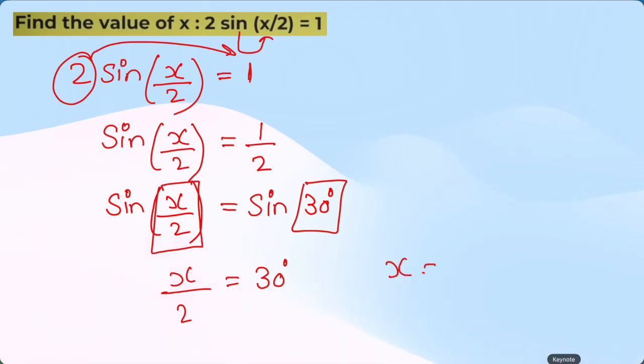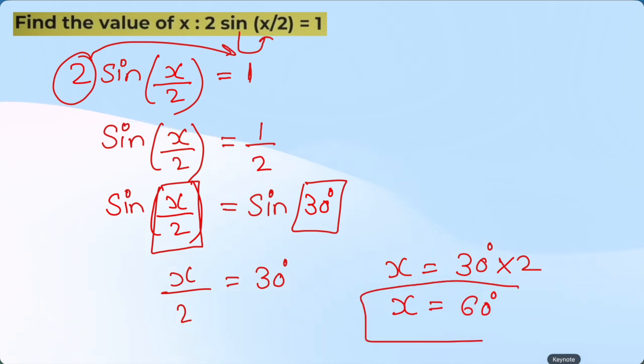So x is equal to 30 into 2, because I will shift this 2 in the denominator to the numerator. So it will come in multiplication. So x will be 60 degree. Clear? Questions are easy now. If you can find the meaning of the questions, they are really easy. You just have to remember the chart that we discussed in the start of this class, right?